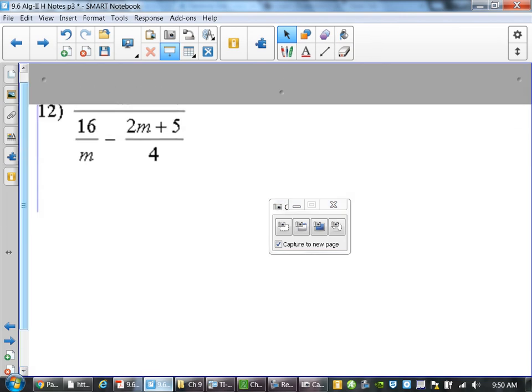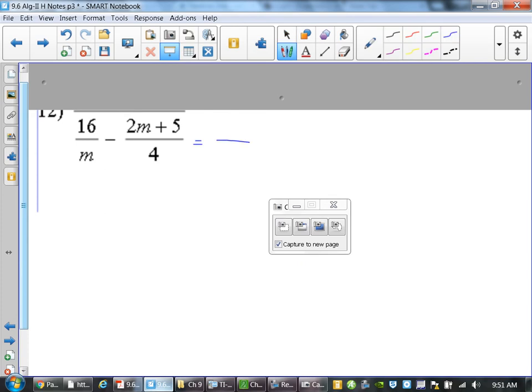When I look at the fraction on the bottom, I'm doing the same thing. I need to get a common denominator. What's going to be the common denominator between m and 4? 4m. Now I put them together. The fraction on the left needs the 4, so 4 times 16, if I'm not mistaken, is 64. The fraction on the right needs to be multiplied by m, so I'm going to write it as 2m squared plus 5m. I just distributed it out.